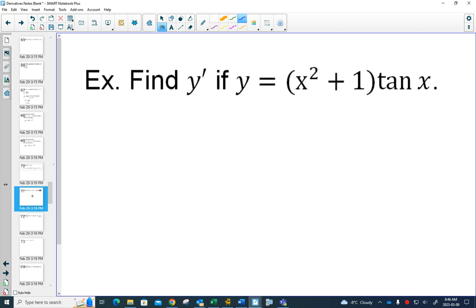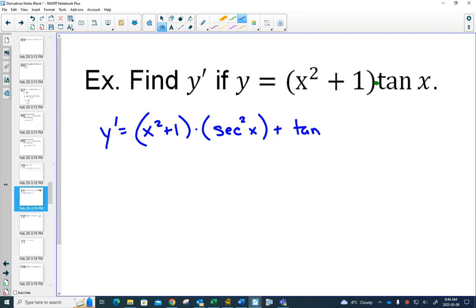In this one, I have one thing, x squared plus 1, multiplied by tan x, so we have a product rule. Product rule says, keep one the same, times by derivative of the second one, plus, keep the second one the same, times by the derivative of the first one.